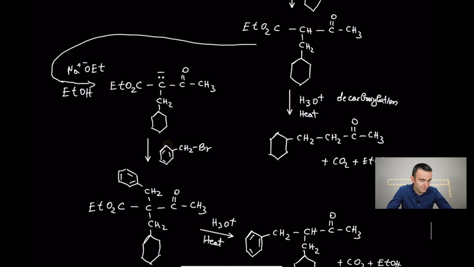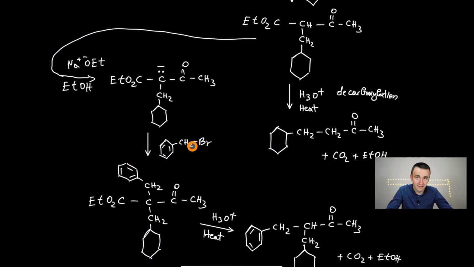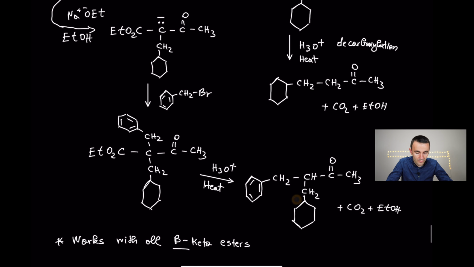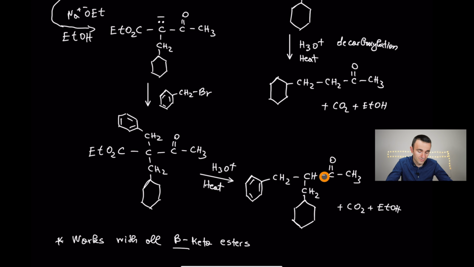in ethanol, and after that you can add, for example, this benzylic group. And you can form this big compound that, treated with H3O+ in heat, in acid conditions, you're going to form this final product. So you can build complicated structures this way.